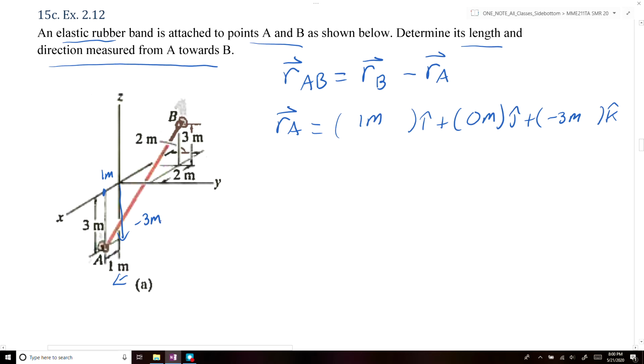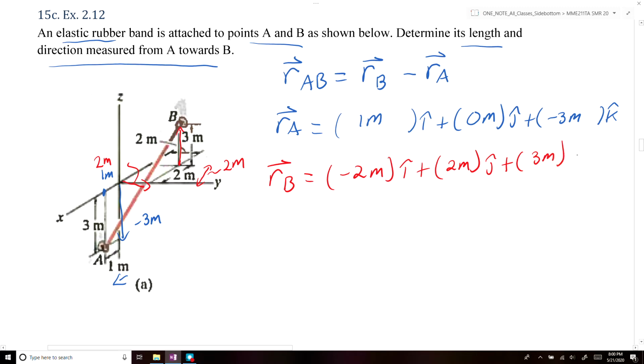the negative z-axis. So we can define R of B in a similar fashion. If we look at our coordinates here, we're given that there's a 2 meter length that goes along the negative x-axis, so that would be our x value for R of B. And then the y coordinate we were given was also 2 meters along the positive y-axis, so this would be equal to positive 2 meters times the unit vector j, and then the height of point B is equal to 3 meters, so it would be equal to 3 meters k.